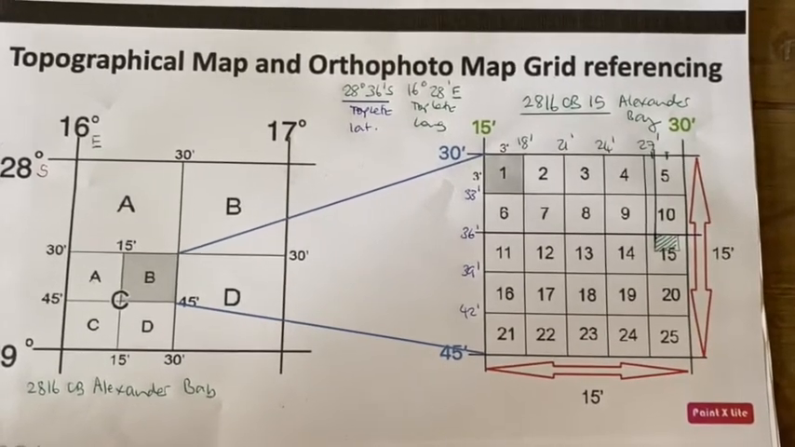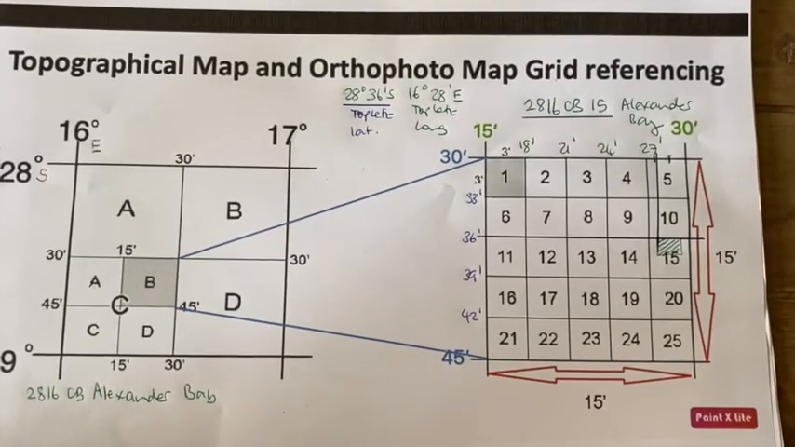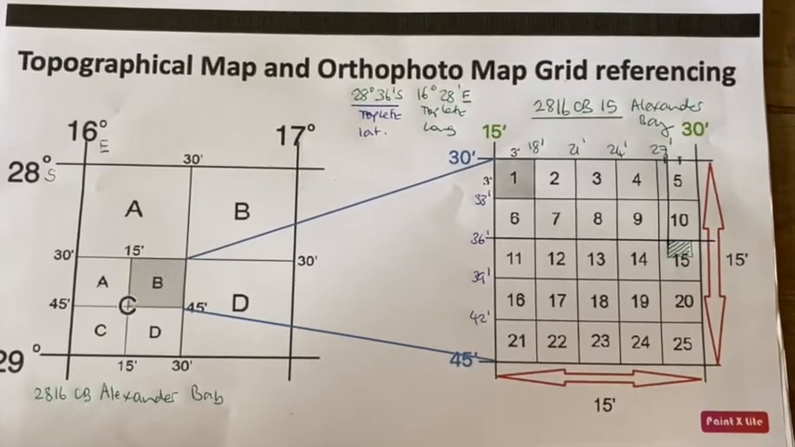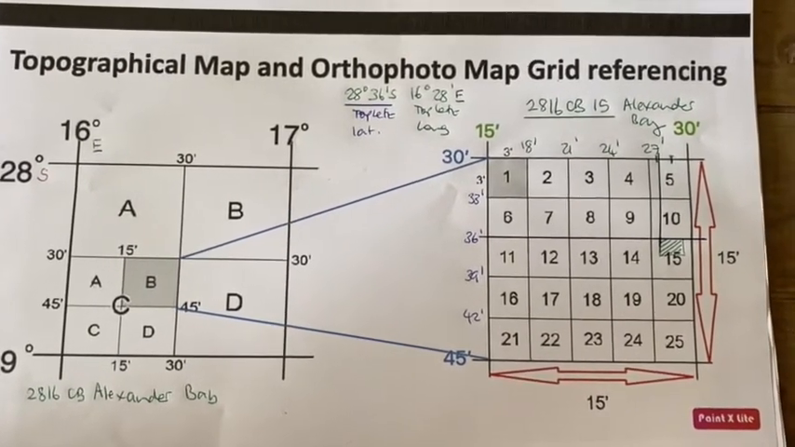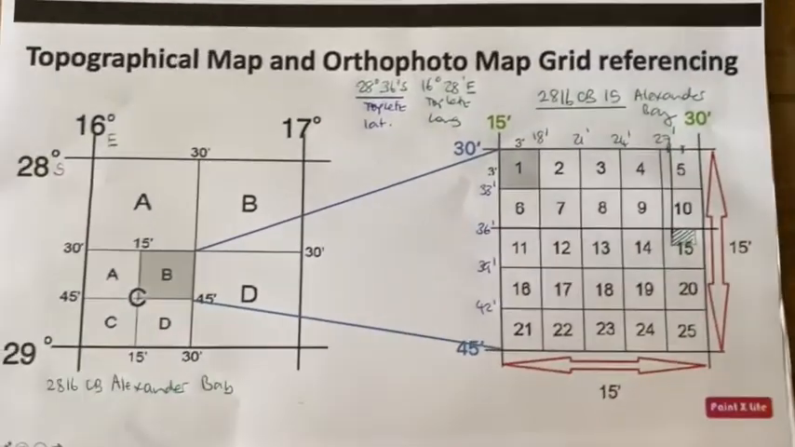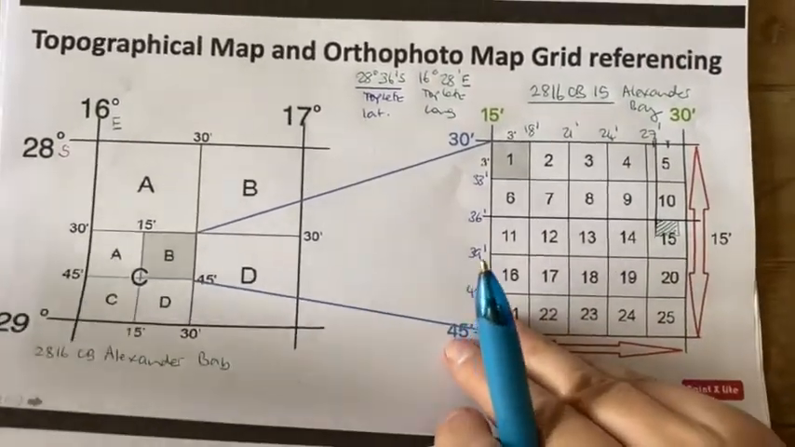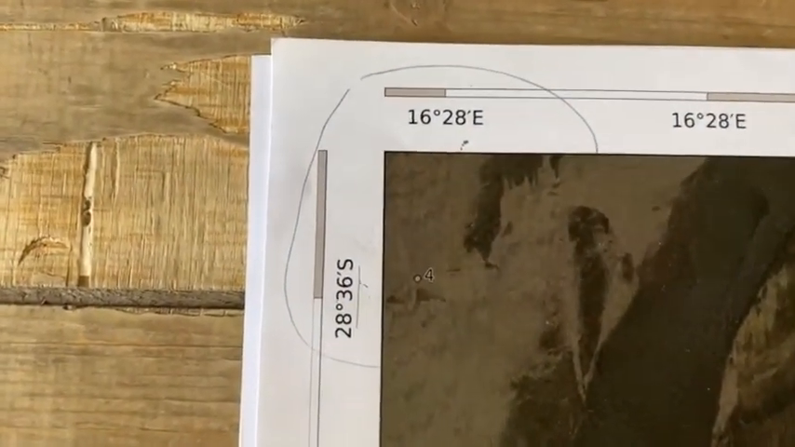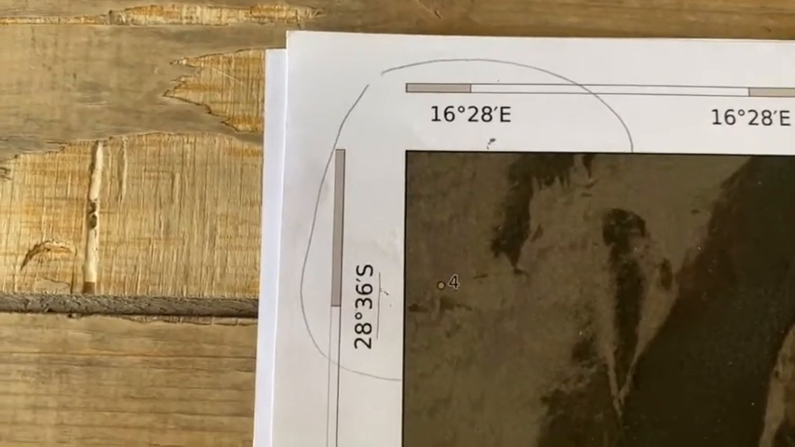So if you look at those minute lines, we have 28 degrees and 36 minutes being the top left latitude of our orthophoto map. And how we did that was we looked at the orthophoto map. There it is, right? Can you see that top left corner of the map is where I got that information from, right?